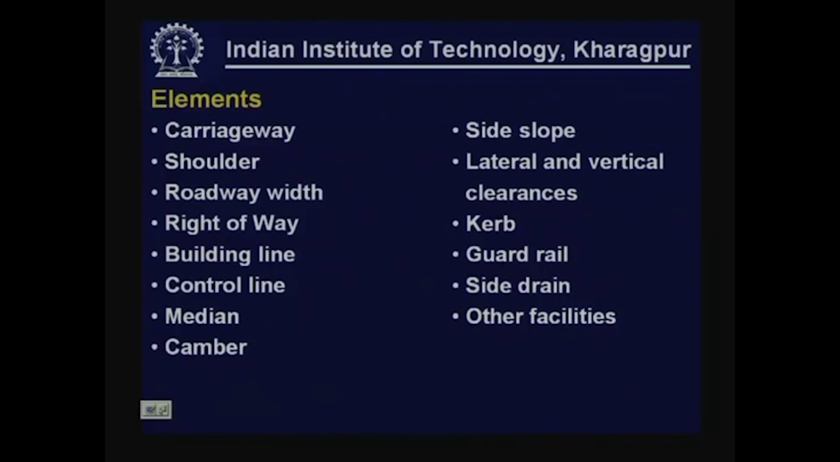Let us have a look at the elements we will cover under cross-section elements. Carriageway, shoulder, roadway width, right of way, building line, control line, median, camber, side slope, lateral and vertical clearances, curb, guardrail, side drain, and also other facilities.